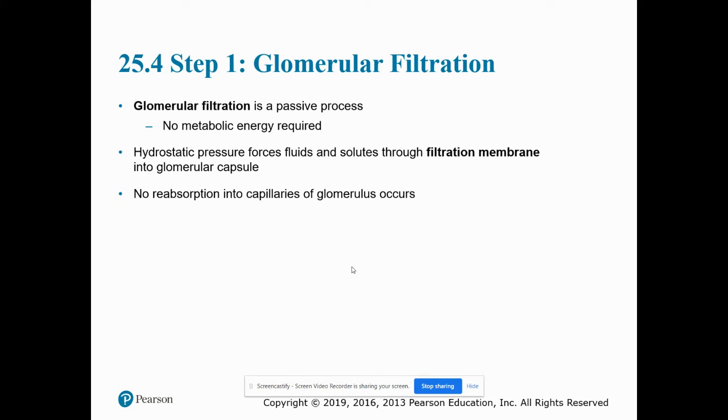So normally when we talk about capillary beds, it's fed by an arteriole, it goes into the capillary bed, it's picked up by a venule, and the stuff is actually leaving the capillaries and then it's being brought back into the capillaries. But in the glomerulus, stuff is just going to be removed from the glomerulus and nothing is going to come back in.